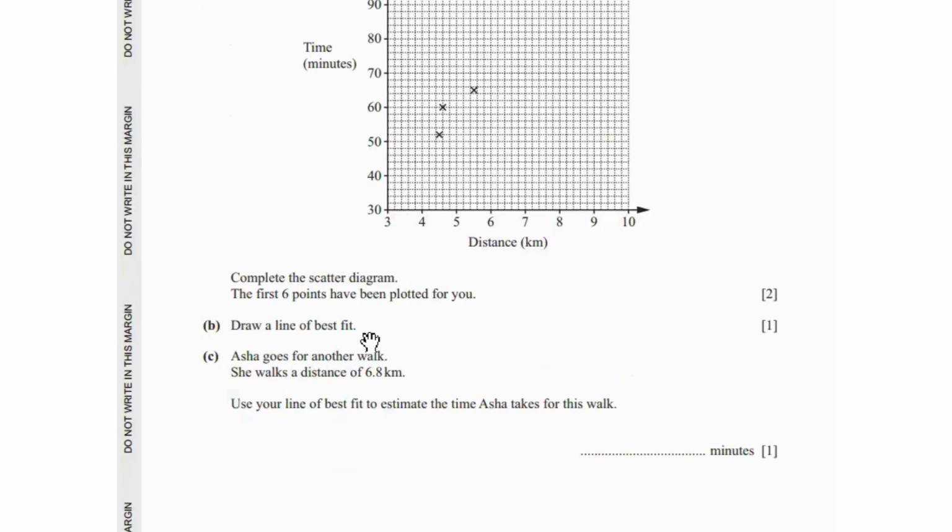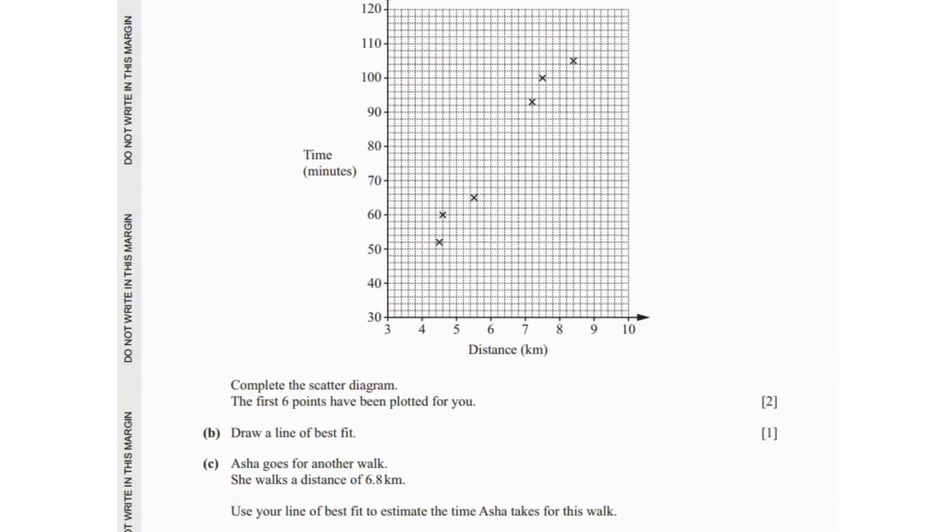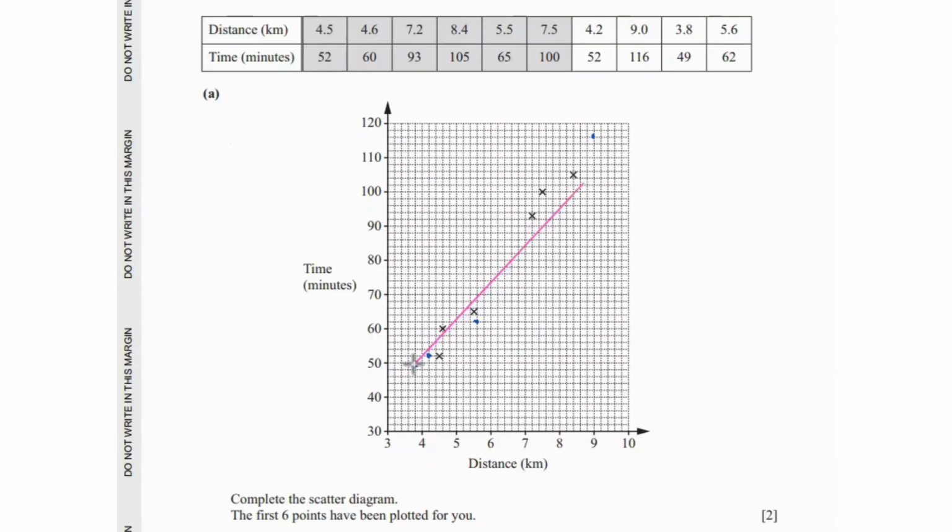Then we have to draw a line of best fit. And then Asha goes for another walk. She walks a distance of 6.8 kilometers. Use your line of best fit to estimate the time Asha takes for this walk. For the line of best fit, we choose a line that is right in the middle of the points. So we have 1, 2, 3 above it, and we have 3, 4 below. This is our line of best fit.